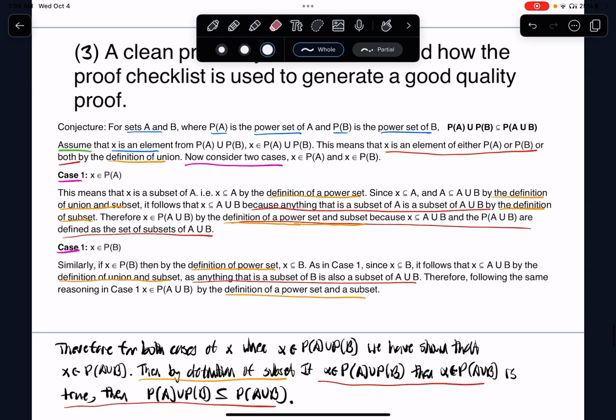For the second case, when X is an element of the power set of B, it works pretty much the same way. If X is an element of the power set of B, then by the definition of power set, X is a subset of B. As in case 1, since X is a subset of B, it follows that X is a subset of A union B by the definition of union and subset, as anything that is a subset of B is also a subset of A union B. Therefore, following the same reasoning as case 1, X is an element of the power set of A union B by definition of power set and subset.